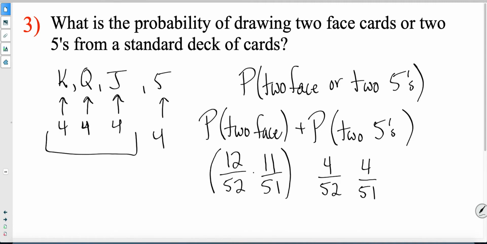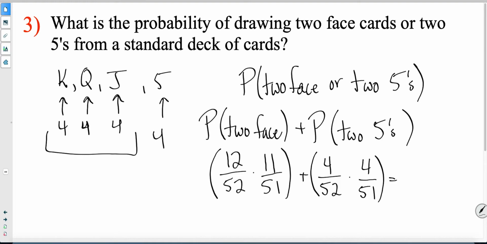So we'll take these 2 plus these 2. We have to multiply on those because we're pulling 2 cards for each of those probabilities. We want the probability of the 2 face cards or the 2 5s. So we want the 2 draws of the face cards or the 2 draws of the 5s. That's why we only have 52, 51 for each one, because they're 2 separate events. Then we'll go ahead and calculate that.